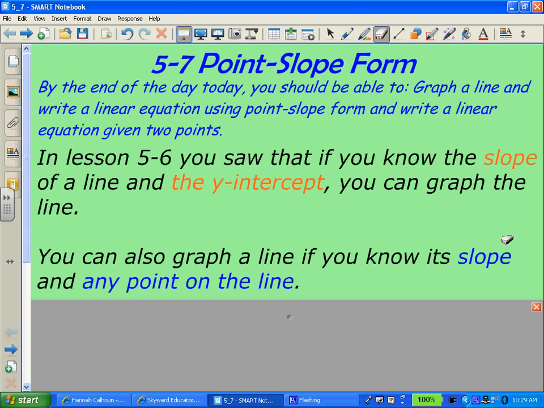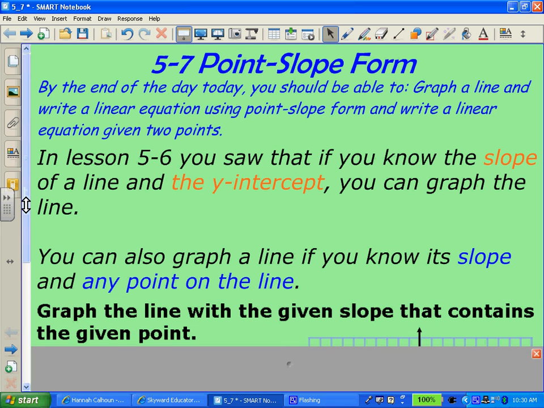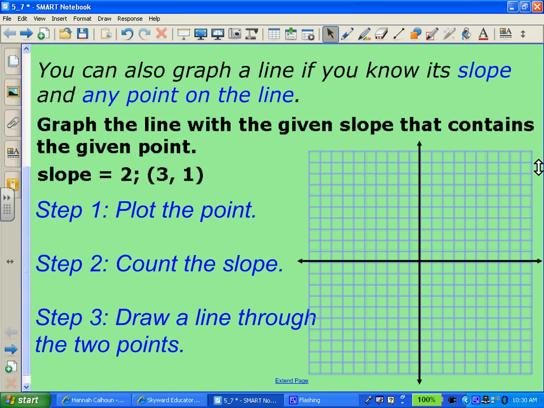So, in 5-6, you saw that if we know the slope and we know the y-intercept, we can graph a line. Now, we can make it even more generic than that. If we know the slope and we know any point on the line, we can still graph the line. And this is because you only need 2 points to make a line. So this is very similar to what we did in 5-6. They're going to give us a point and a slope.